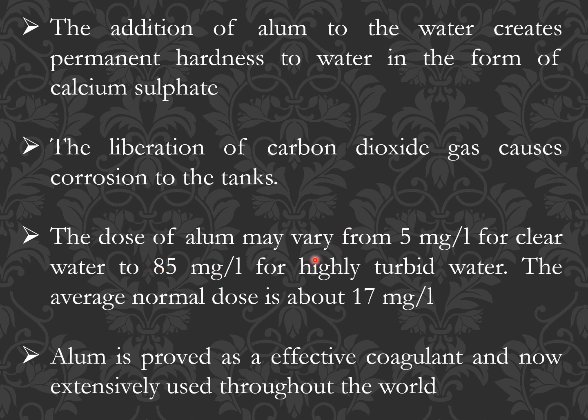The dose of alum may vary from 5 mg per liter for clear water to 85 mg per liter for highly turbid water. The average dosage is 17 mg per liter. So how do they find the dosage of alum in water? By the jar test apparatus. A jar test is used.